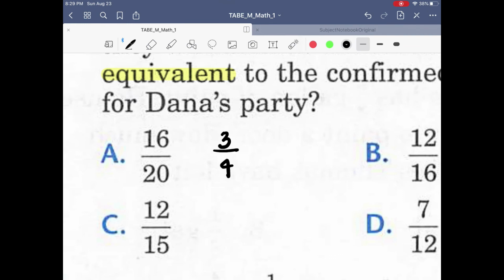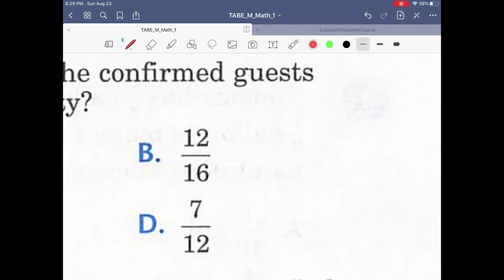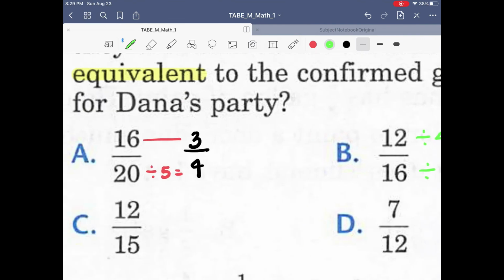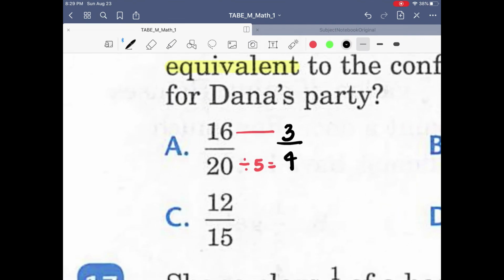So let's compare. I'm just going to do it right here. 3/4, and see if we can make this happen. Not here, but this one I could divide by 5 to get that 4. The B, let's see if we've got 3/4. I'm liking this one. So 12 divided by 4 and 16 divided by 4. That one works.